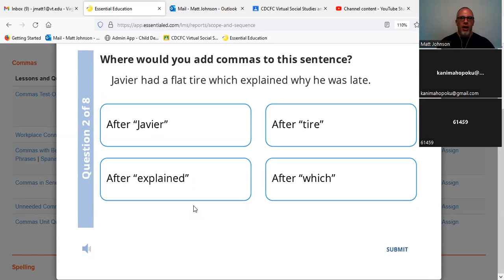Right here, Javier had a flat tire, which explained why he was late. So looking for that independent clause, Javier had a flat tire, right? That's a complete sentence right there. So are we going to need punctuation here? So yes, with which is a subordinate conjunction. So here, I'm sorry, not which is a, what do you call it? Tire.